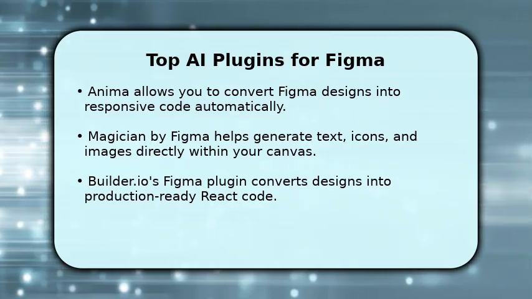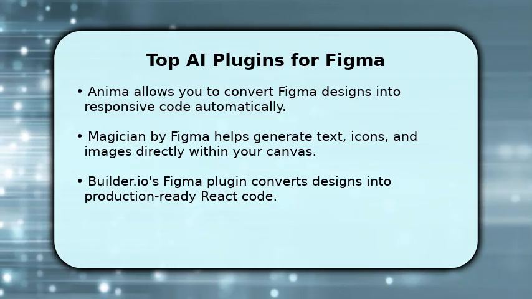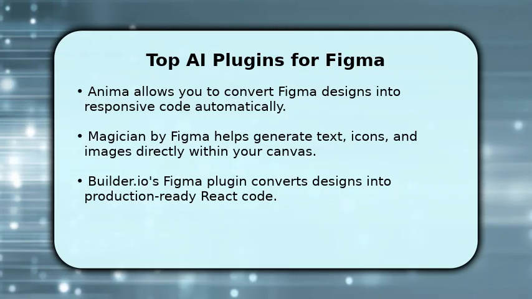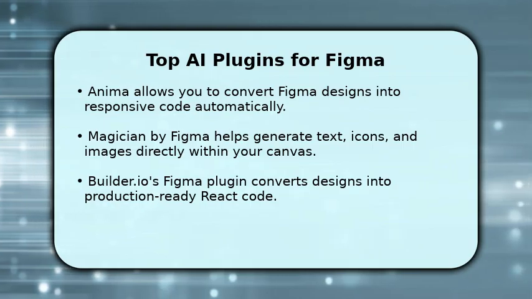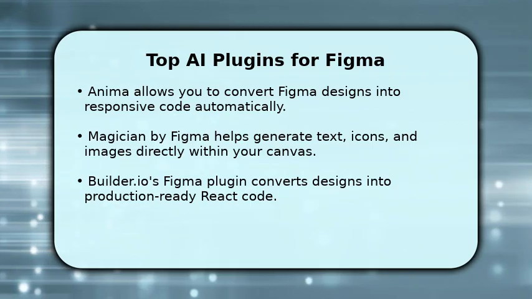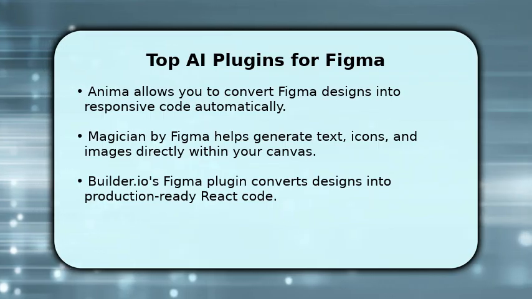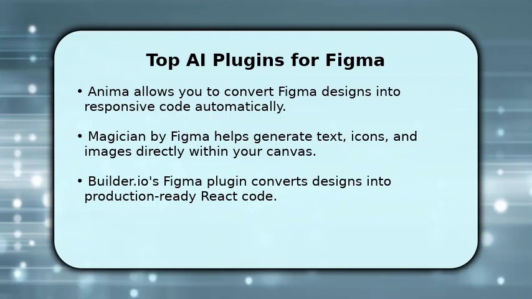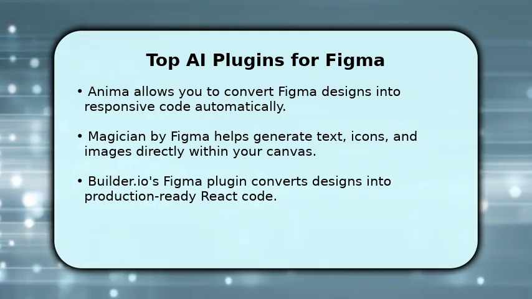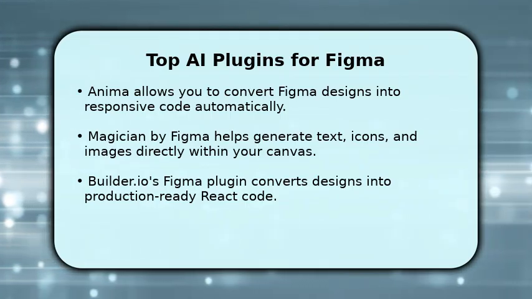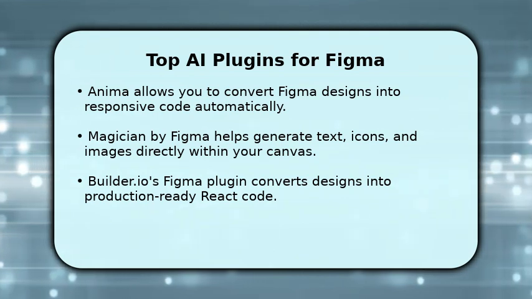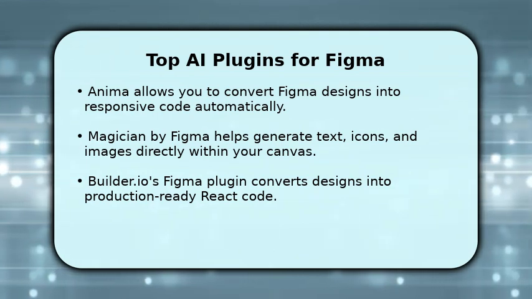Anima, for instance, can transform your static designs into live, responsive code, bridging the gap between design and development. Magician, a powerful tool, helps you generate text, icons, and even images right inside Figma, sparking creativity. Builder.io's plugin takes your designs and converts them into production-ready React code, saving countless hours. These tools are designed to make your design process more efficient and intelligent.